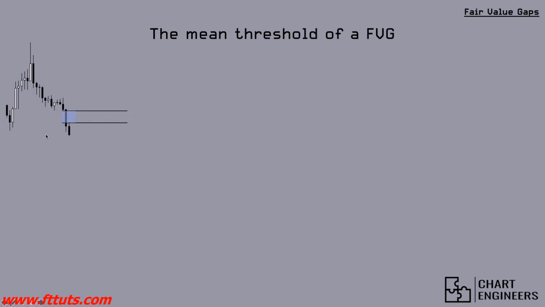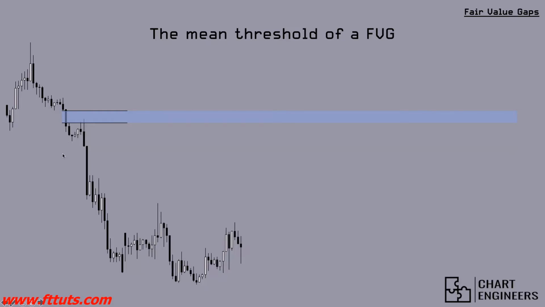So we can expect price to come back, fill it in or tap into it and move lower. Here you can see how price tapped into it and pushed lower. But like I explained before, the mean threshold of a fair value gap is 50%, and this red line indicates the 50% mean threshold. So this little area, the fair value gap, is not deemed as filled yet. So we can still expect price to come back and fill it in by at least 50%.